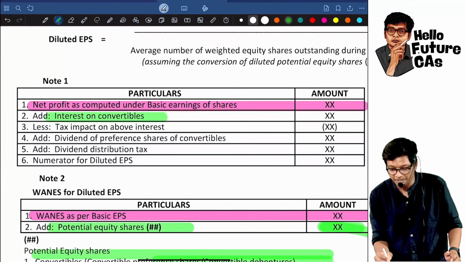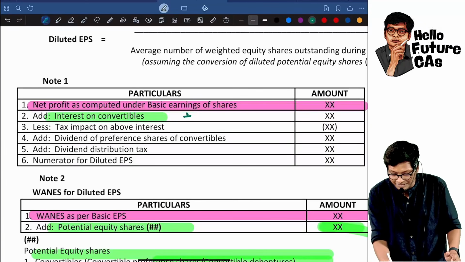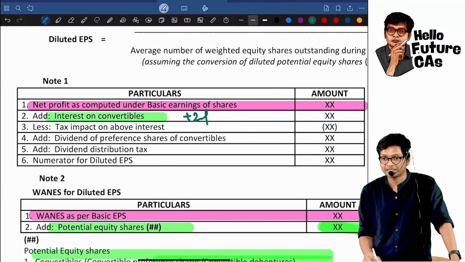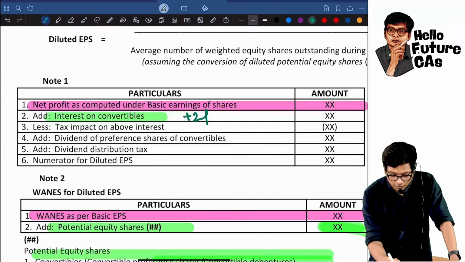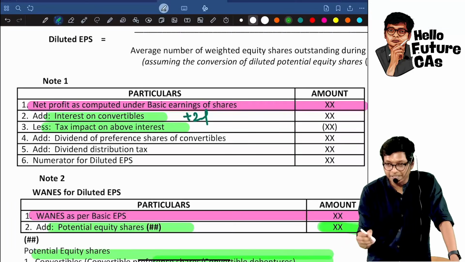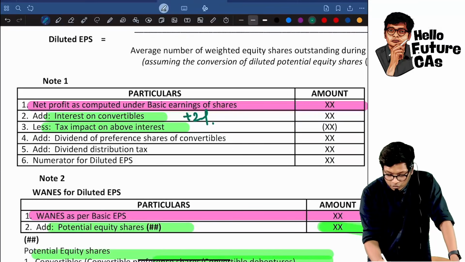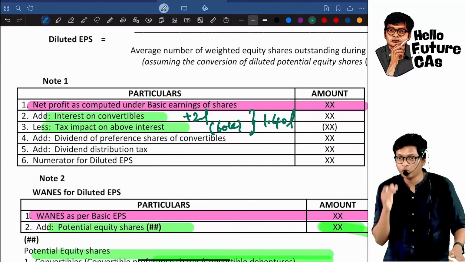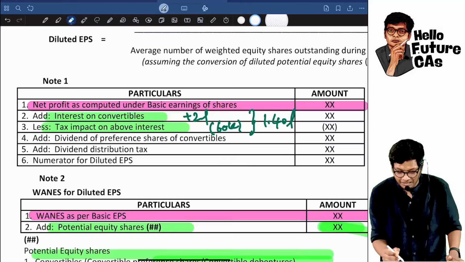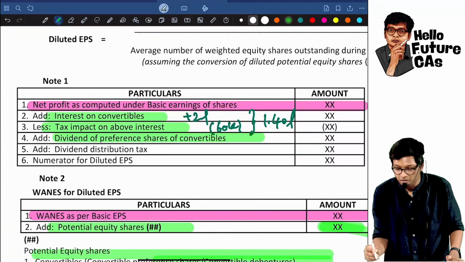Numerator alone, if you see, look at this. Interest on convertible: in our example, interest added is plus 2 lakhs, and less tax impact on the above interest. We reduced how much, guys? 60,000. So effectively you added 1.40 lakhs. Are you following? Similarly, other things like dividend will also be saved.